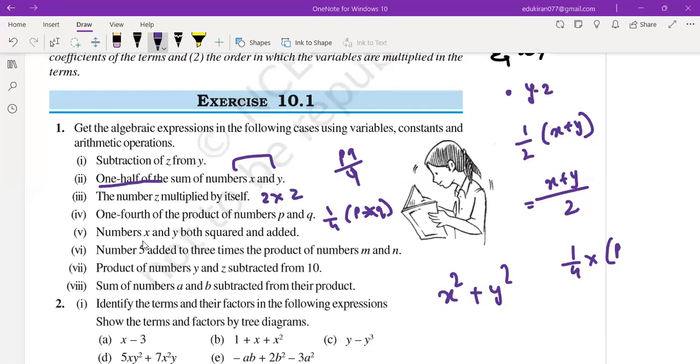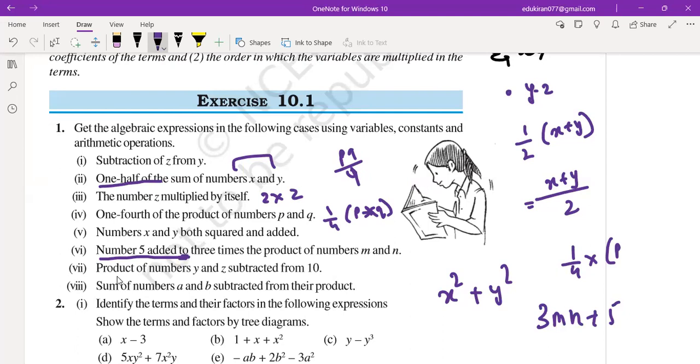Okay. Now coming to the next one. Number 5 added to 3 times of product of m and n. Ma'am, is it 5 plus 3mn? Yes. 3mn plus 5, because 5 is being added to this. Getting it? Number 5 added to.